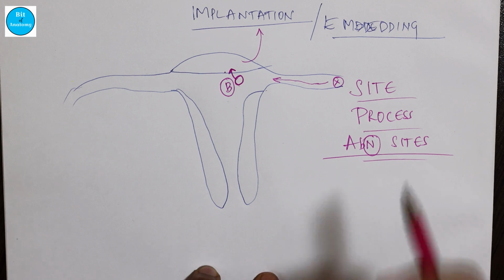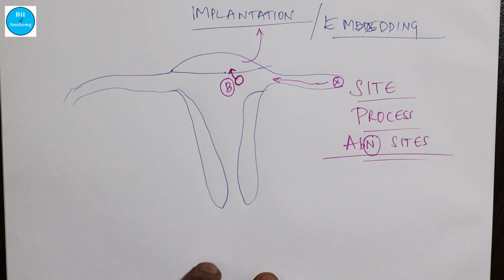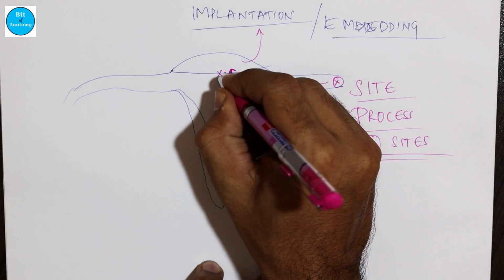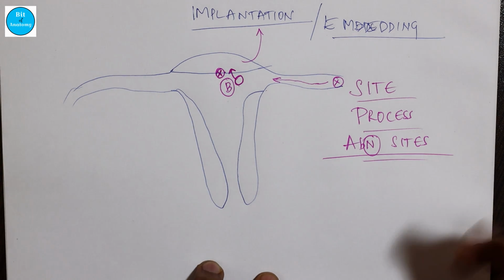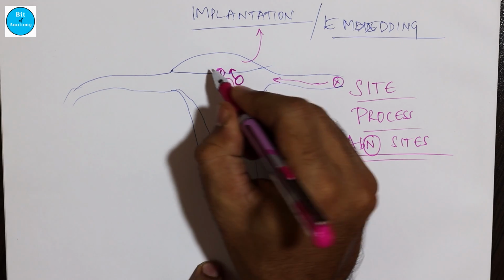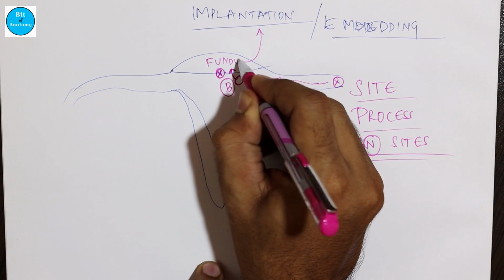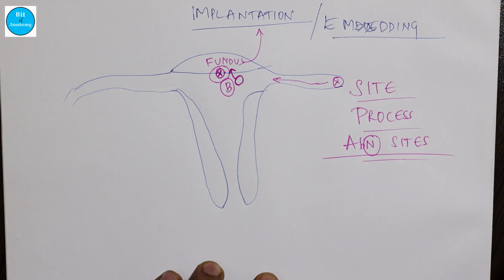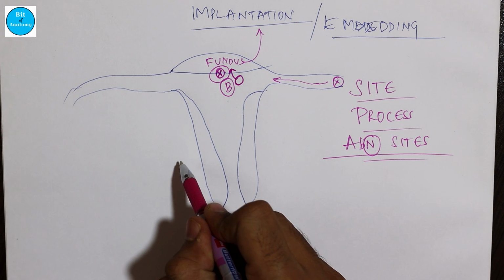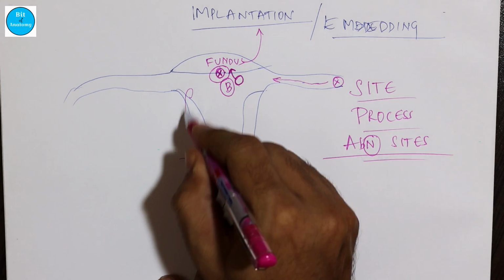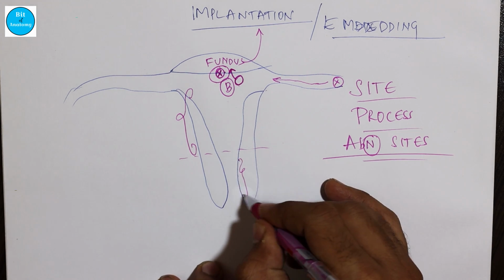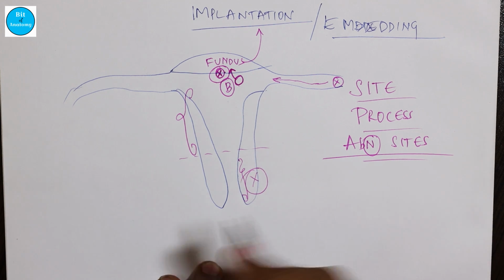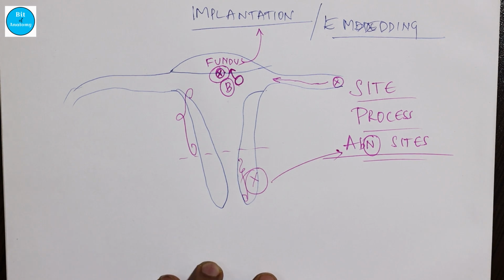So if you see the normal site of implantation, usually implantation occurs as I have shown here at this junction. What does this junction mean? This is the junction of the posterior wall of the uterus with the fundus of the uterus. So this is the normal site of implantation. Anyhow, implantation that occurs anywhere in the upper part of the uterus is considered normal implantation. Whereas if it occurs in the lower part of the uterus or in the cervix, it belongs to one of the abnormal types of implantation.